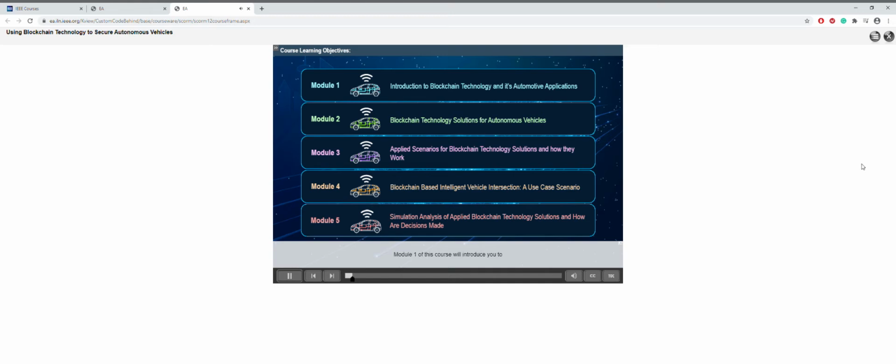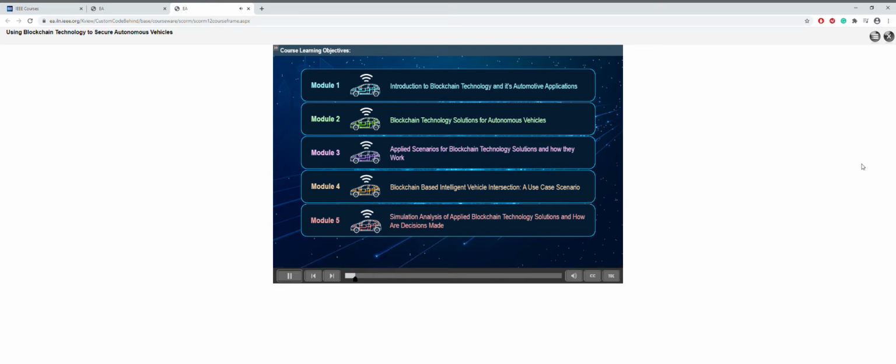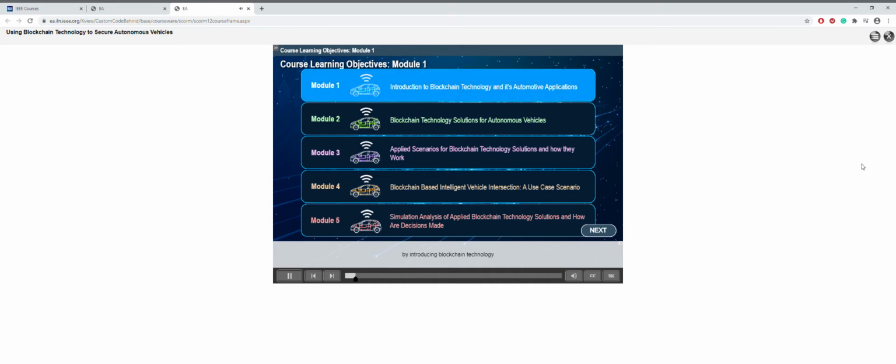Module 1 of this course will introduce you to blockchain technology and its automotive applications. Module 2 will cover blockchain technology solutions for autonomous vehicles. Module 3 will showcase applied scenarios for blockchain technology solutions and how they work. Module 4 will examine a scenario of blockchain-based intelligent vehicle intersection. And in our last module, Module 5, we will conduct a simulation analysis of applied blockchain technology solutions and show how decisions are made. Let's begin in Module 1 by introducing blockchain technology and its automotive applications.